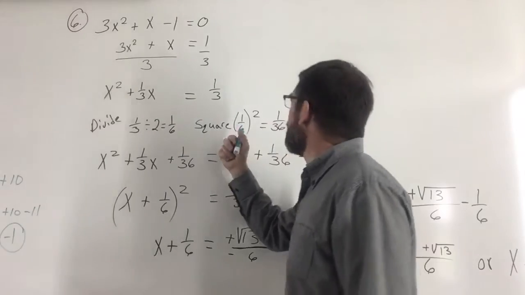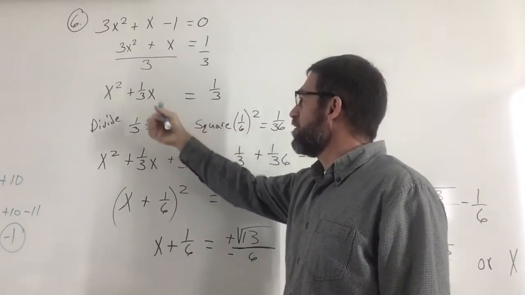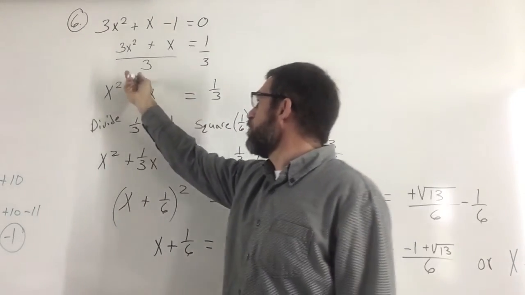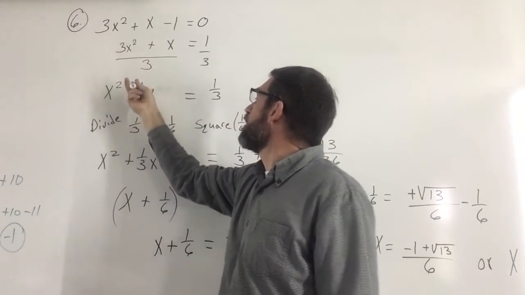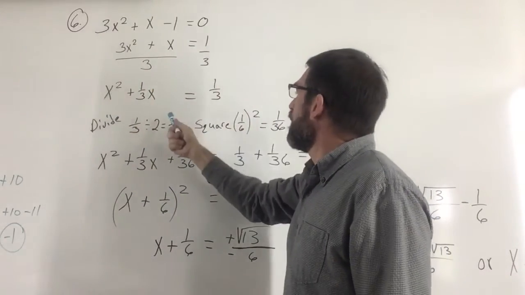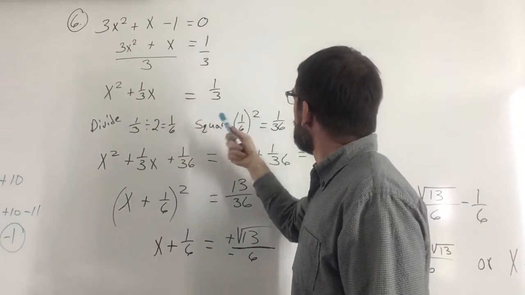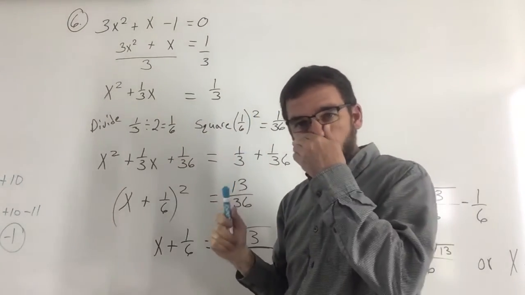Then I have to square 1/6. You remember that answer? Divided by 2, it's your center term right here, which is 1/3. Now, divide it by 2, square that answer, and add it to both sides. So I squared 1/6. You know how to square 1/6?